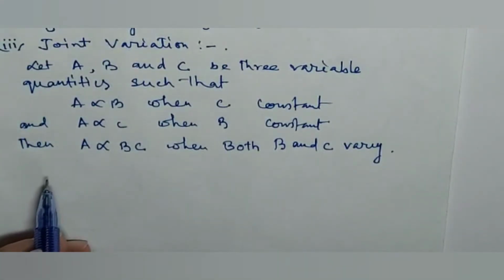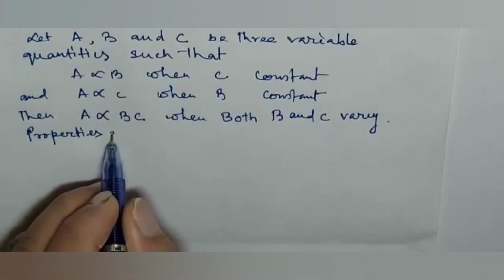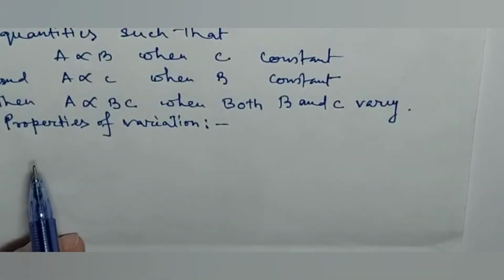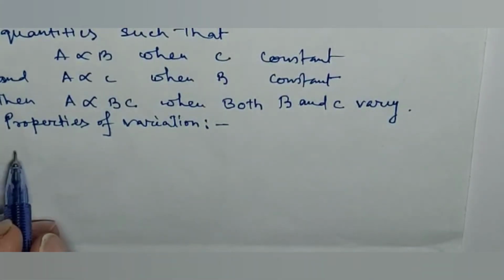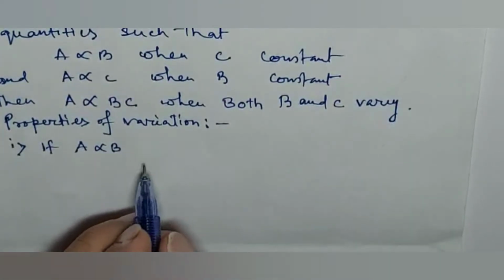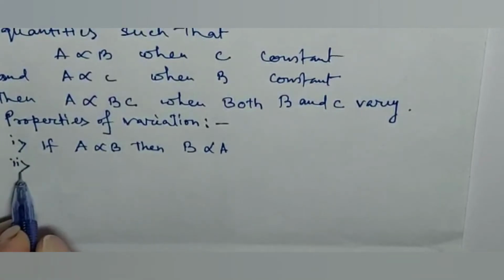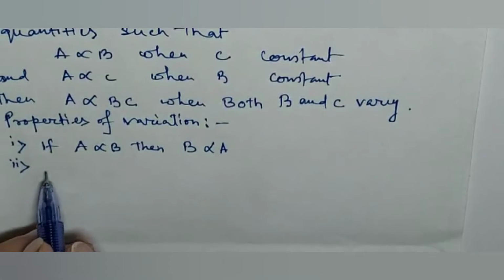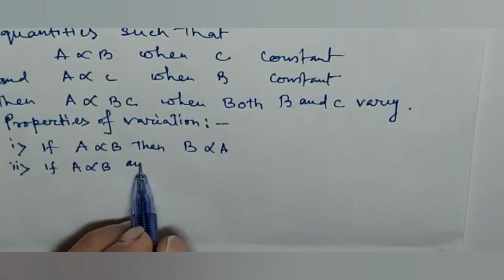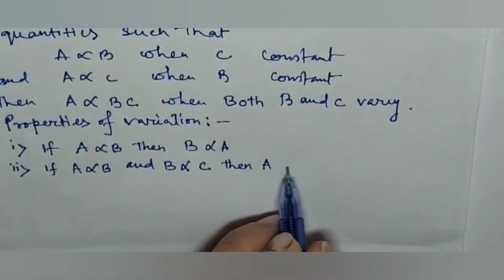Now we can discuss some properties of variation. There are 7 properties. Number one, if A proportional to B, then B proportional to A. Number two, if A proportional to B and B proportional to C, then A proportional to C.